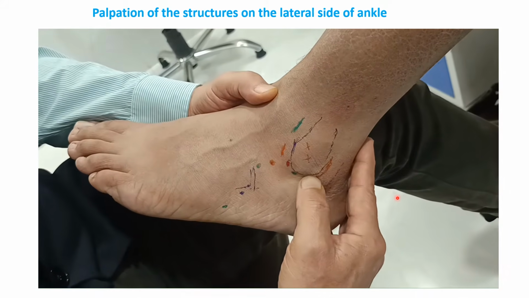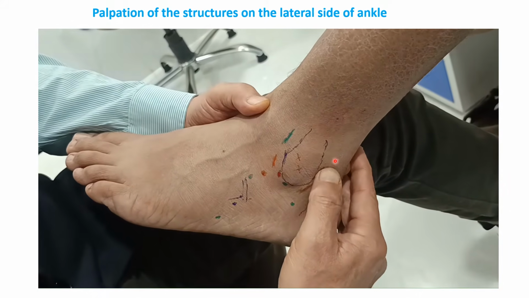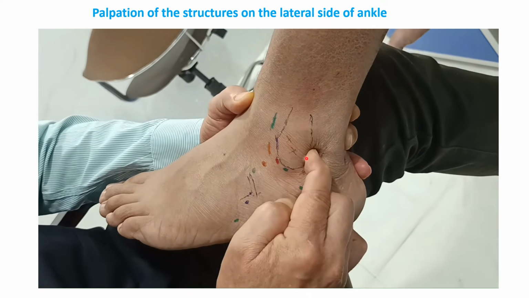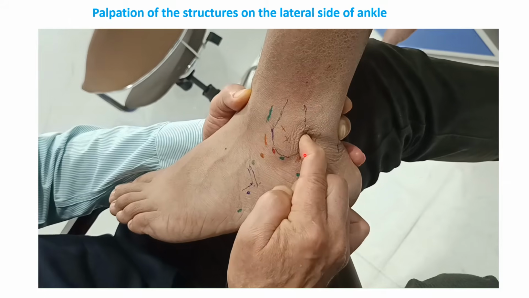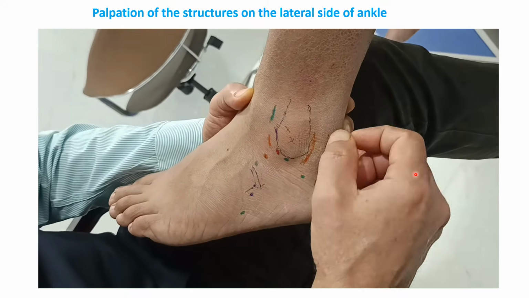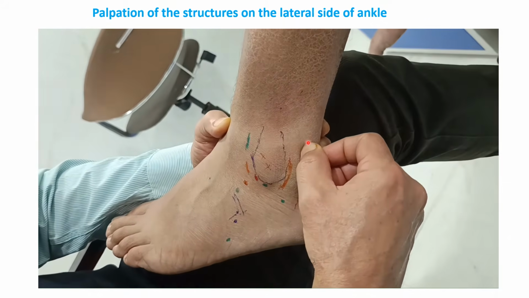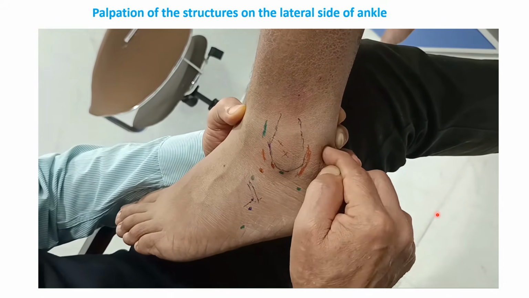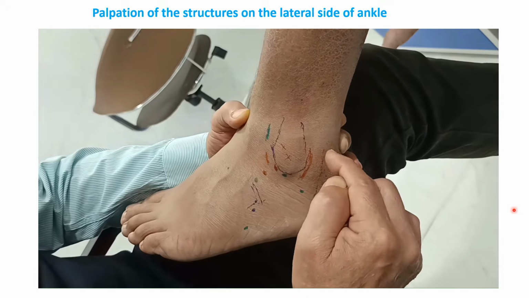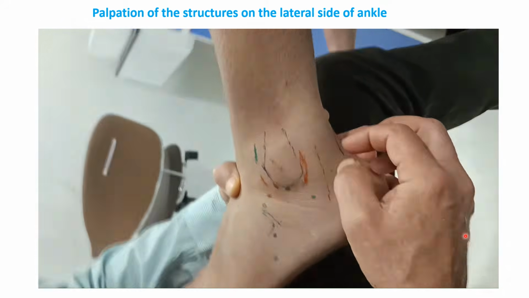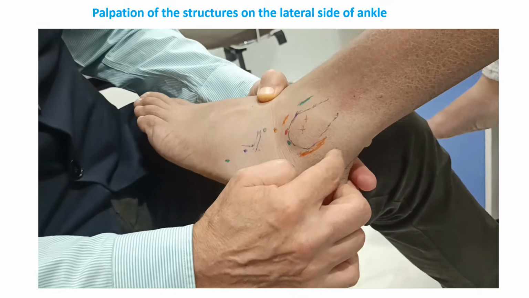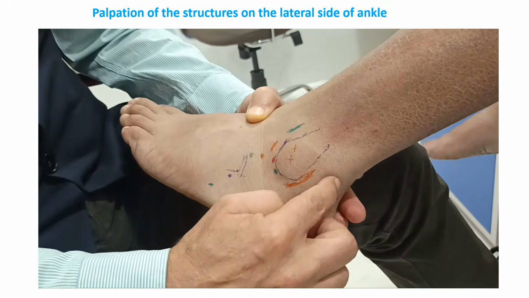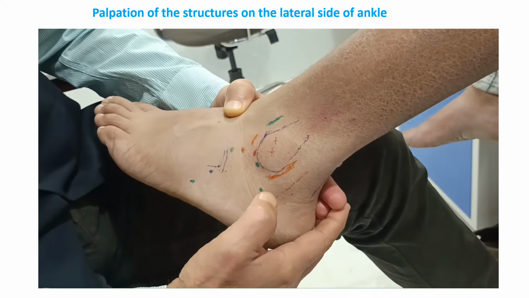As we move backward, we see the peroneal tendons are lying here. So any tenderness in this region is suggestive of a peroneal tendon pathology. If you remember, the sural nerve travels between the posterior part of the lateral malleolus and anterior to the tendo-achilles. This is the tendo-achilles I have marked. So any tingling sensation in this region is indicative of sural nerve injury.